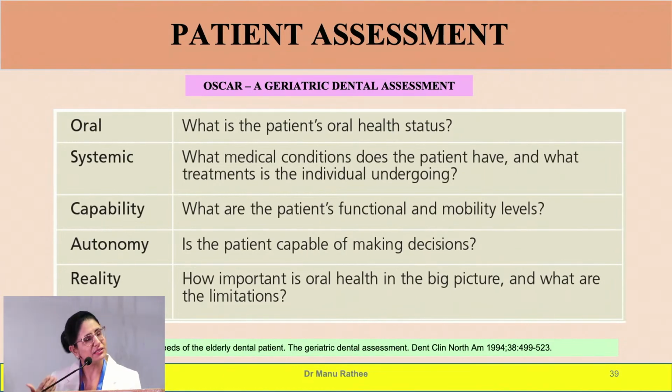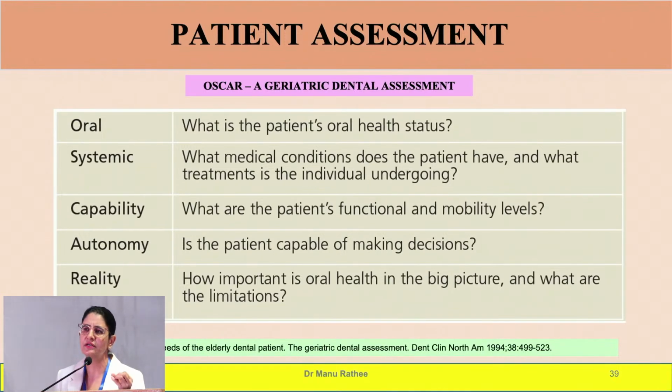How can we assess the geriatric patient? Many tools have been proposed. One of the commonly used tools is the OSCAR, which is a geriatric dental assessment. You, dear students, examine every patient. So what is so specific about examining the older, geriatric patient? Yes, it is different because here we examine the oral condition, the systemic condition, the capability of the patient, the autonomy of the patient, and we have to make a reality check as well.